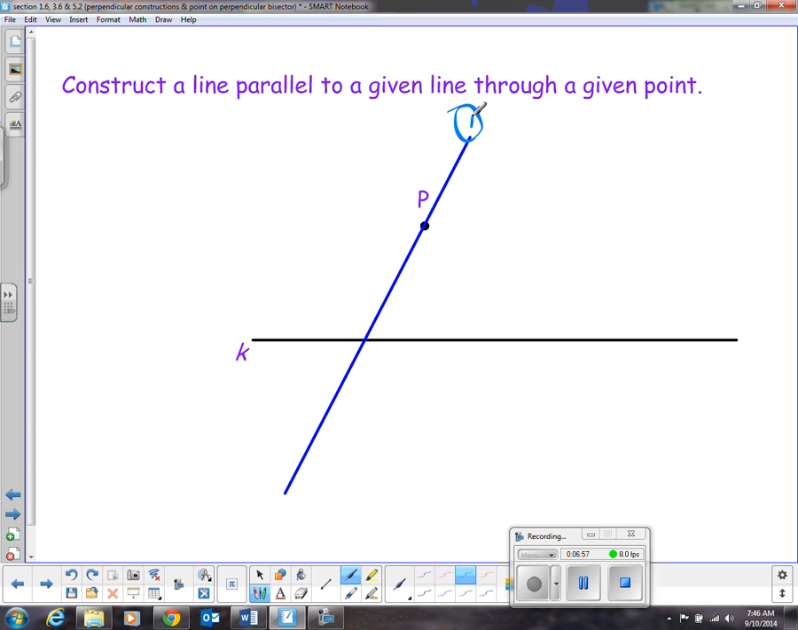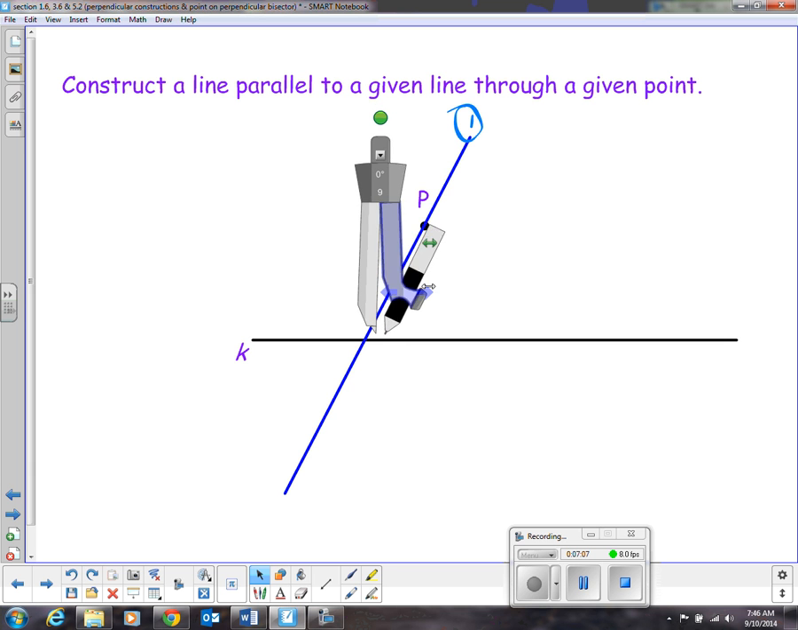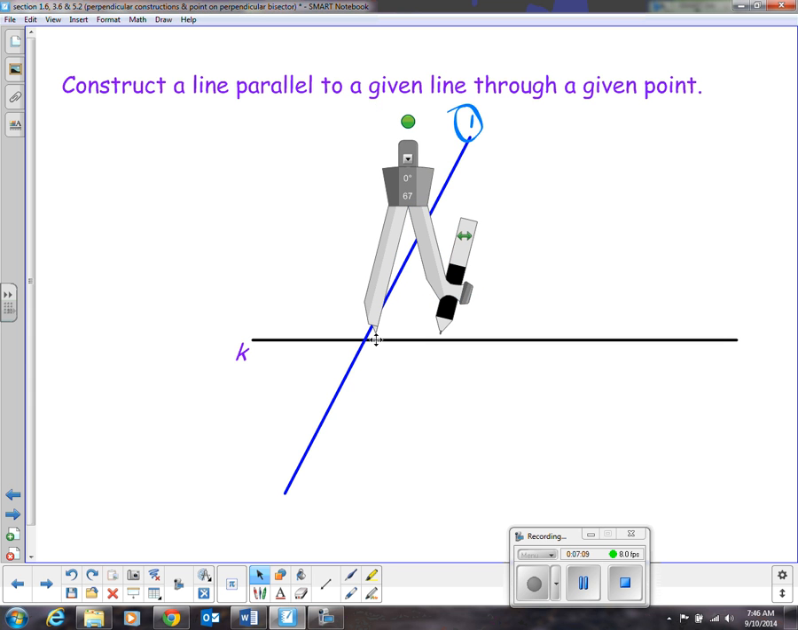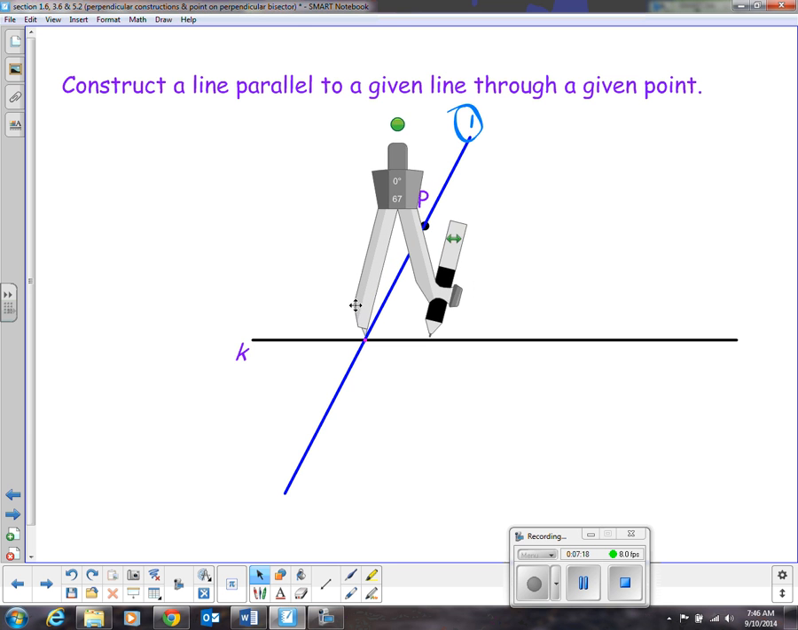All right, so now remember how you did an angle? What we're going to do is duplicate this angle. So you're going to take your compass point, and it's all about points of intersection. We drew this line, we made a point of intersection, and our compass point is going to go on that point of intersection. Everybody's compass point on their point of intersection?